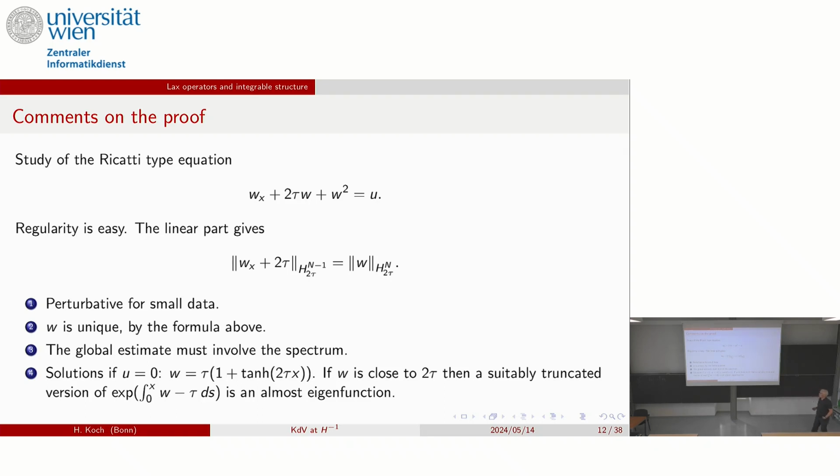So the estimate and everything is perturbative for small data, for small W, small U, so the small data is not so hard. Uniqueness is again not so hard, followed by work by Kappeler, Schaad, Topalov, I forgot the fourth author. And the global estimate must involve the spectrum.